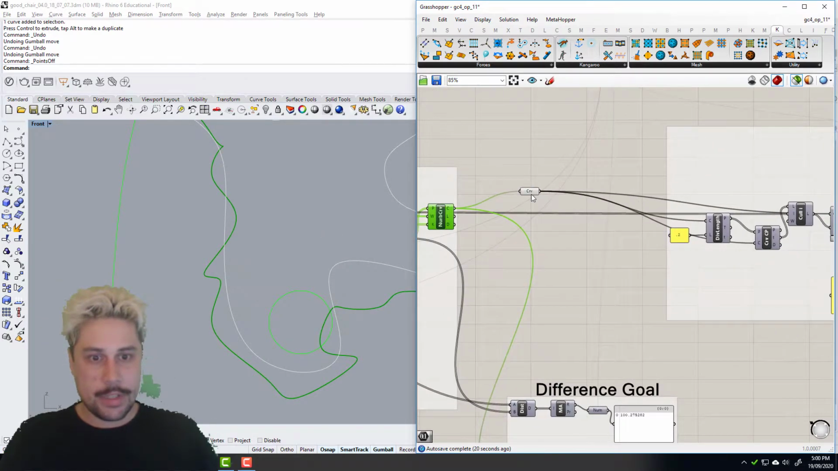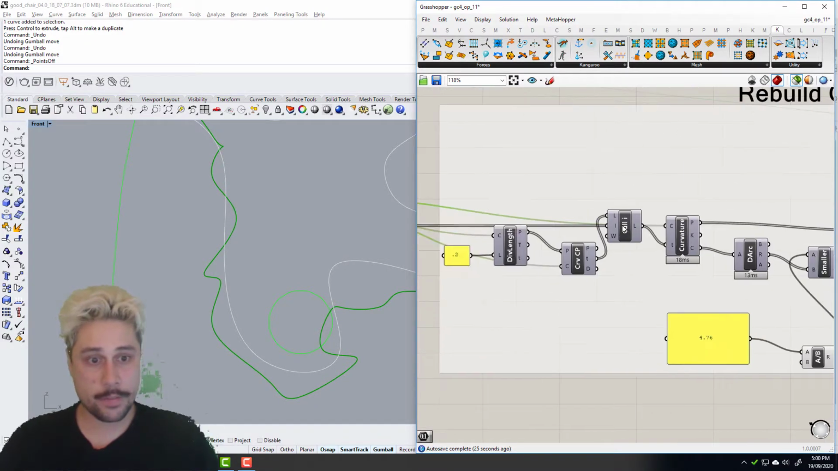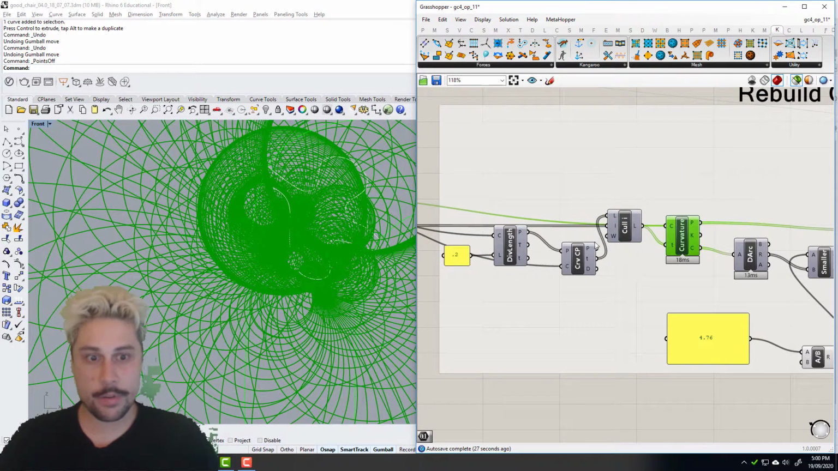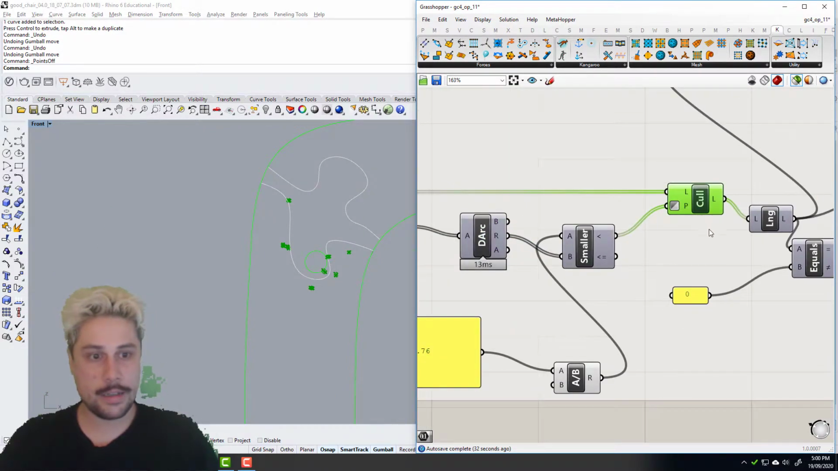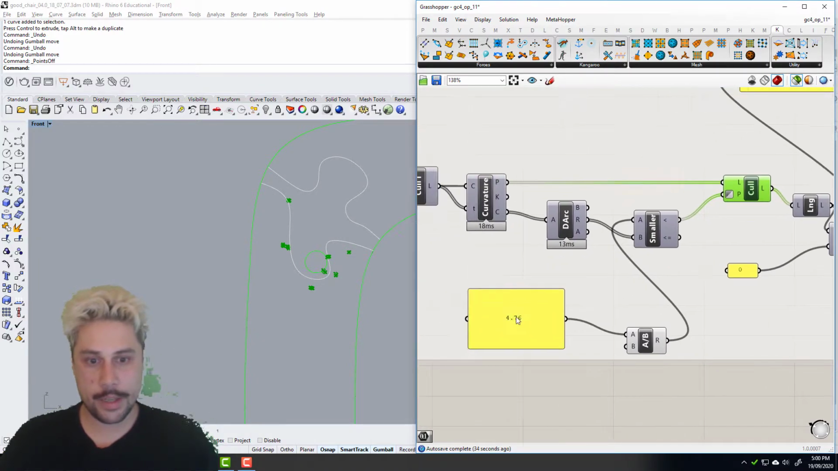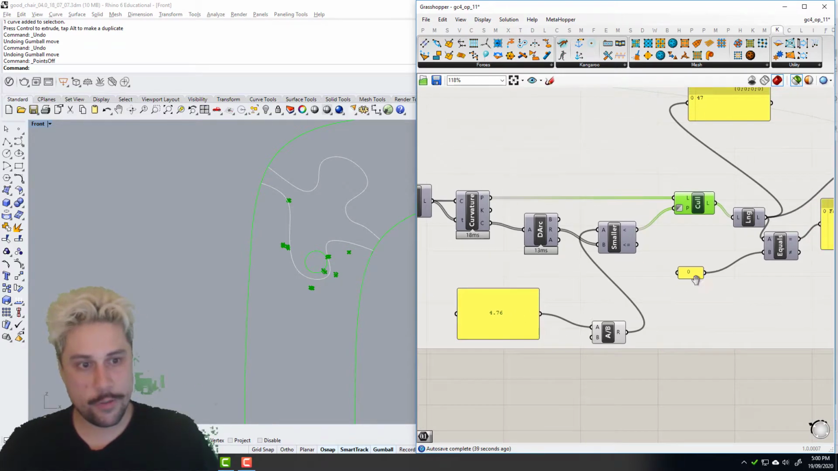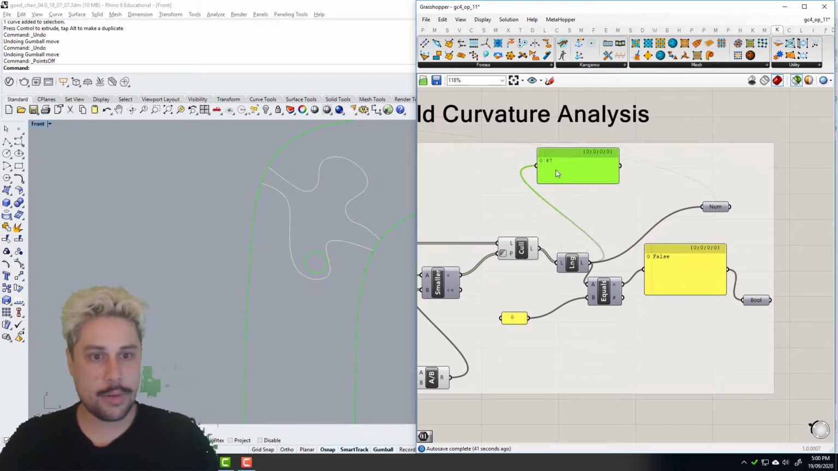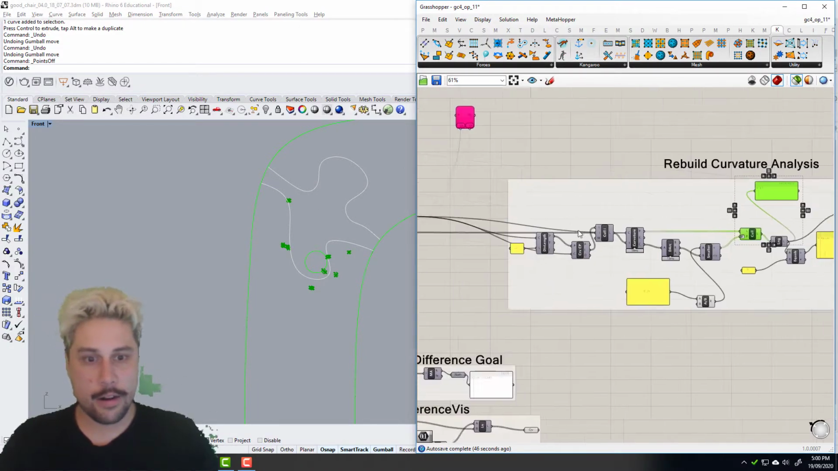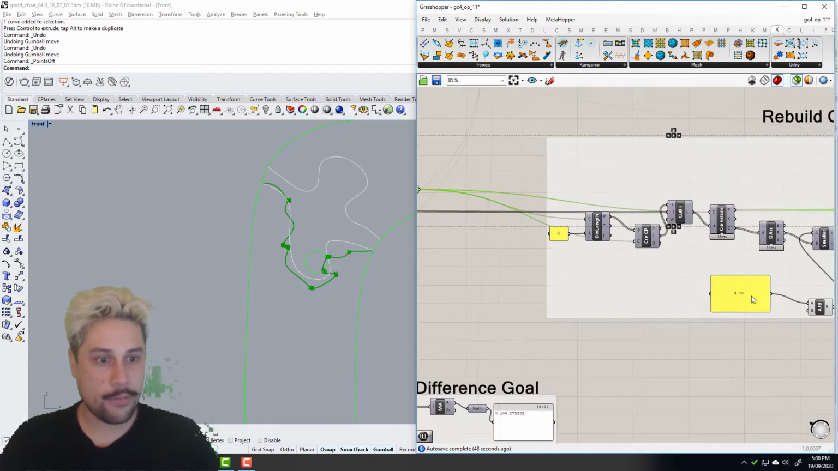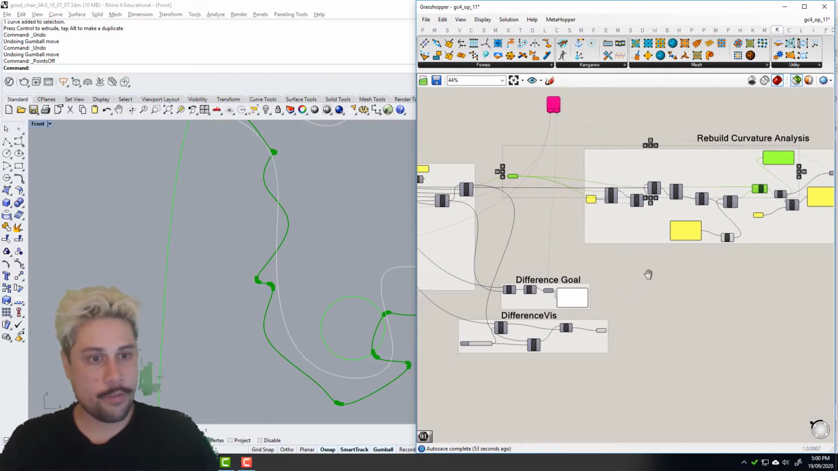And then essentially what's happening is it takes that curve and runs the same analysis again. So it will divide it up into a bunch of points, and then cull the ones where the radius is smaller than 4.76, and then it'll tell me that there are 47 points where the radius is currently too small to be milled by that 4.76 millimeter diameter router bit.